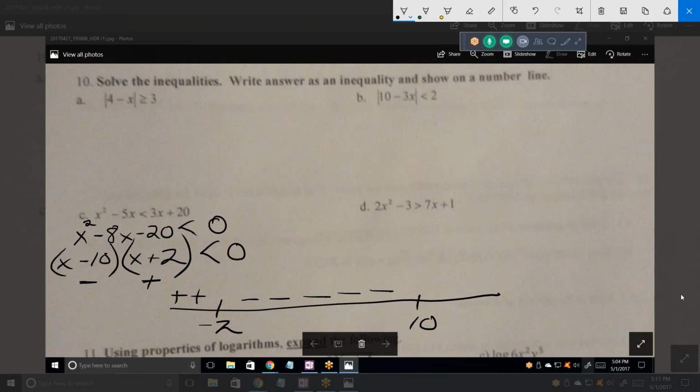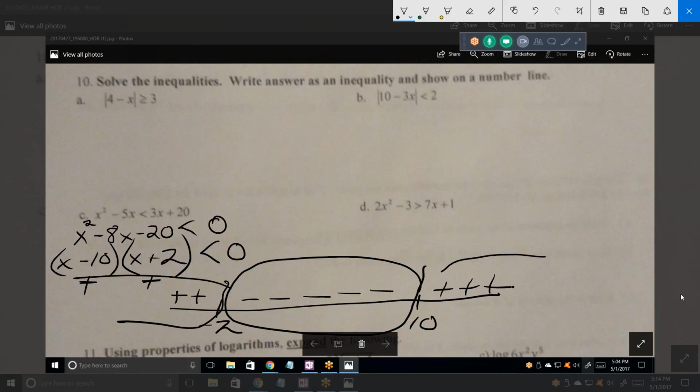Now finally pick a number to the right of 10. 11. That would give you plus, which is also plus. Now we have our answer. If we look at the line chart, they want to know where that thing is less than 0. Well, it's right there. That's the only place where it's negative. If they wanted to know where it was greater than 0, it would be all of this area plus all of this area. And that's how you do it when you have a quadratic inequality with 0 on one side.